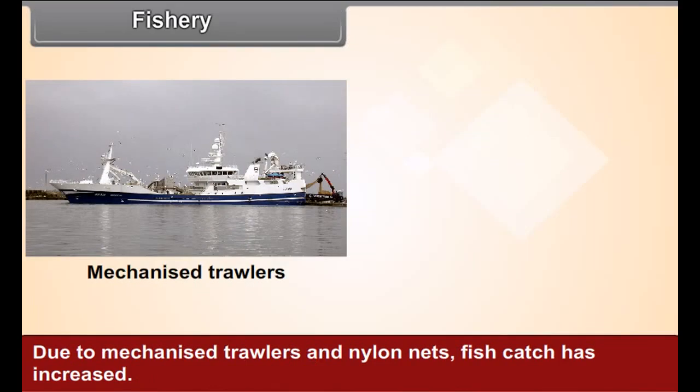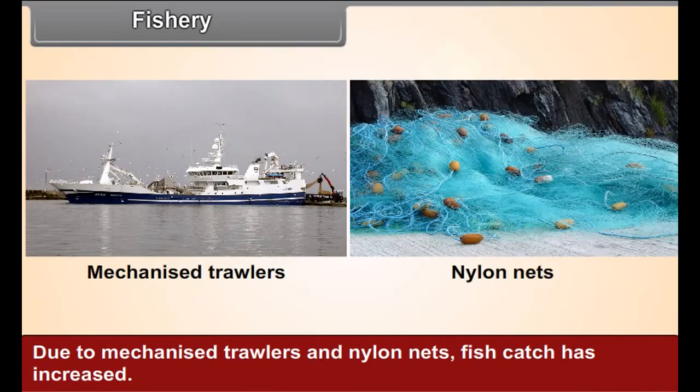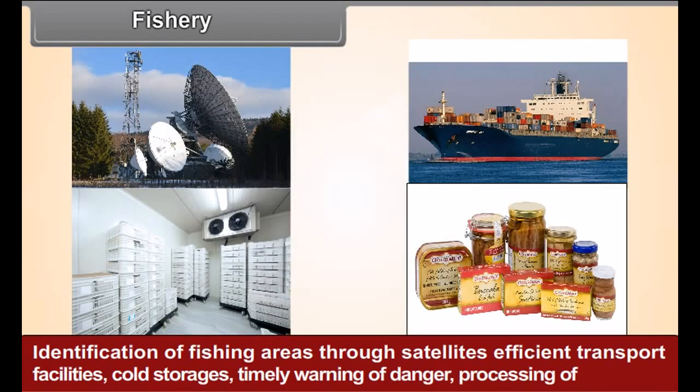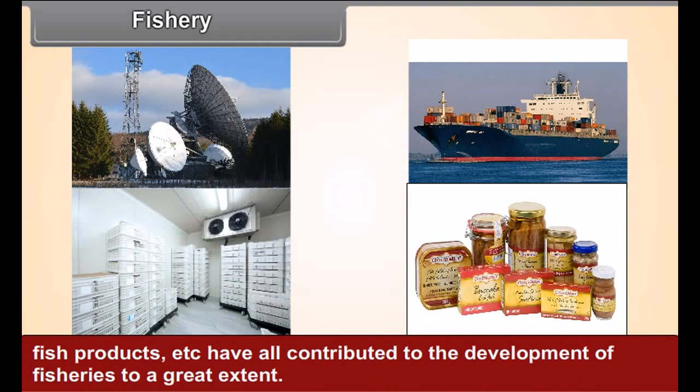Due to mechanized trawlers and nylon nets, fish catch has increased. Identification of fishing areas through satellites, efficient transport facilities, cold storages, timely warnings of danger, processing of fish products, etc. have all contributed to the development of fisheries to a great extent.